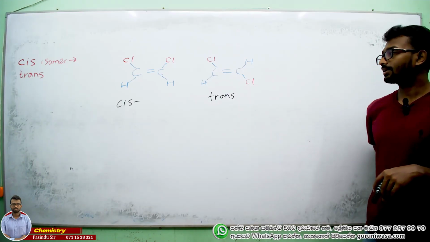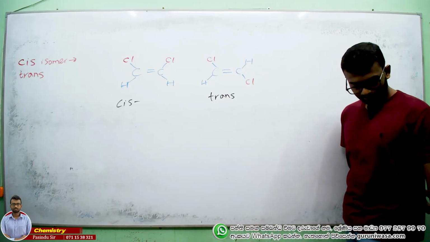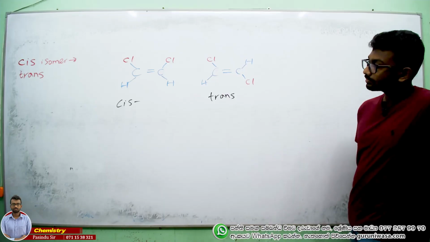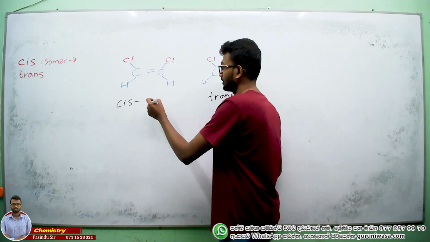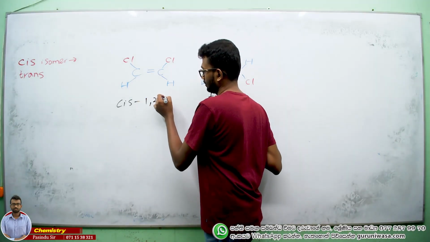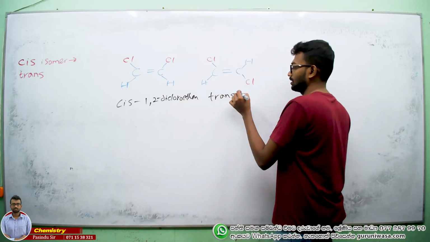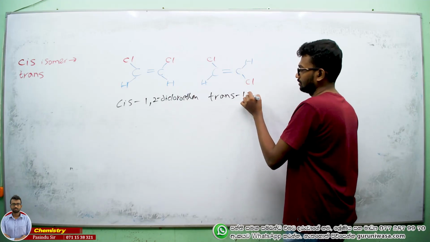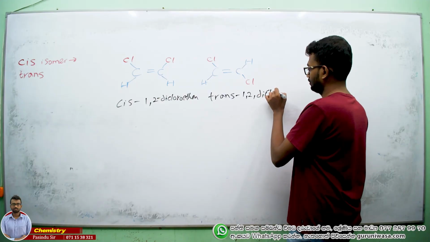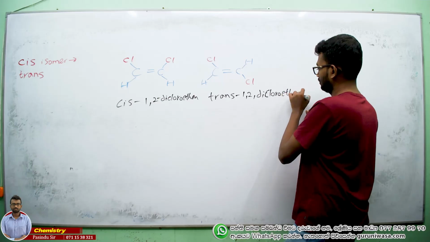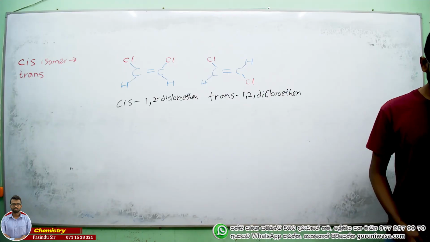Cis dichloro 1,2 dichloroethene, right? Cis 1,2 dichloroethene, and this one trans 1,2 dichloroethene. Again trans. Right, write it down.